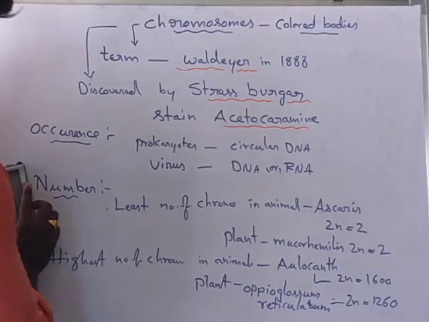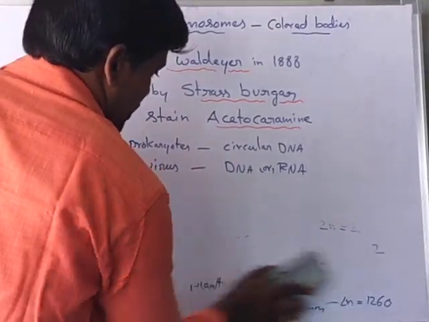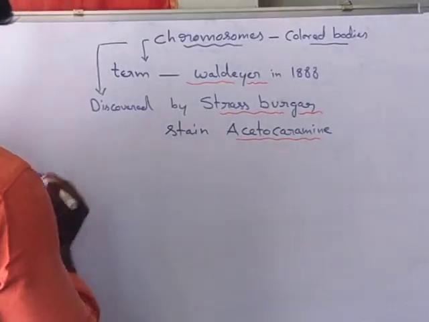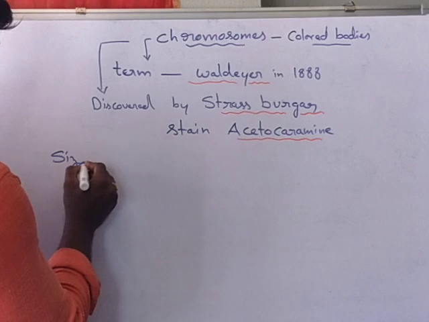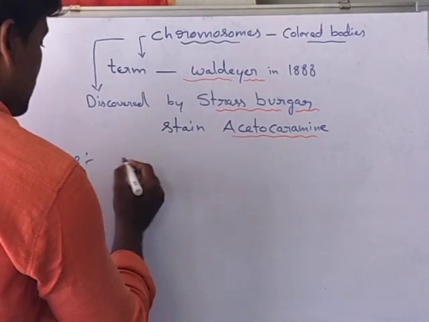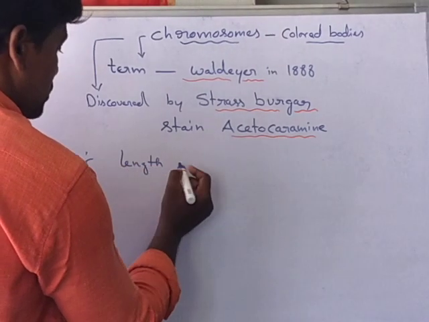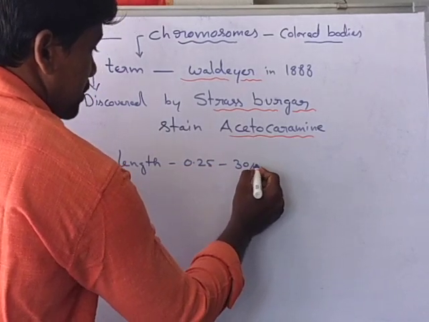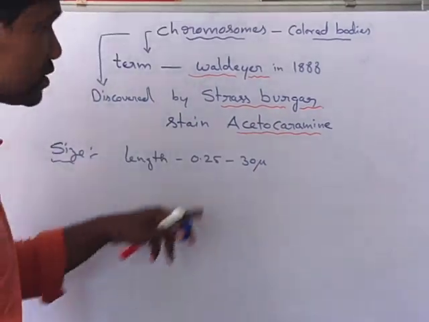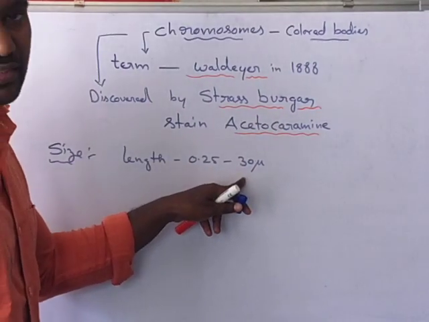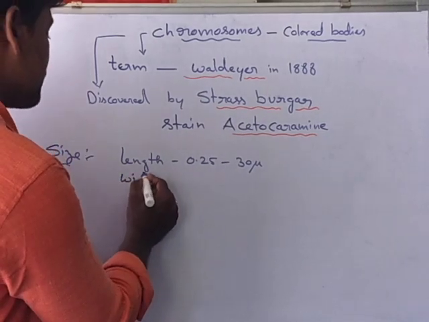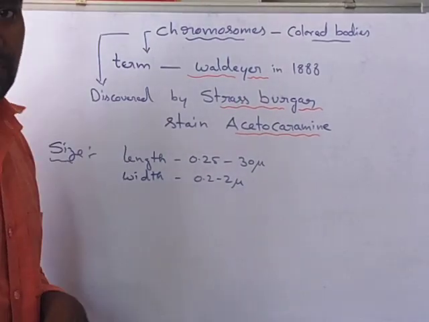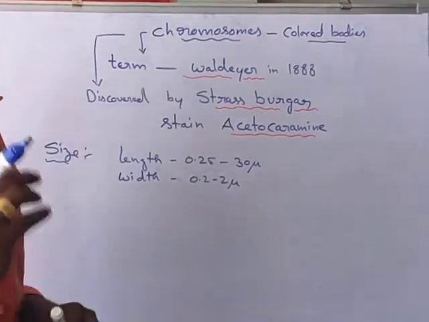Now we will know the size of the chromosome. First we see the length of the chromosome. Generally it is 0.25 to 30 microns in length. The width is 0.2 to 2 microns. So these are the measurements of the chromosomes.